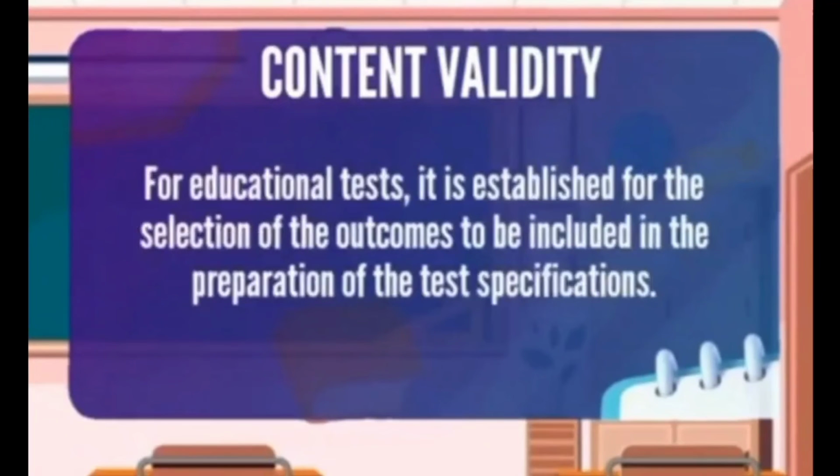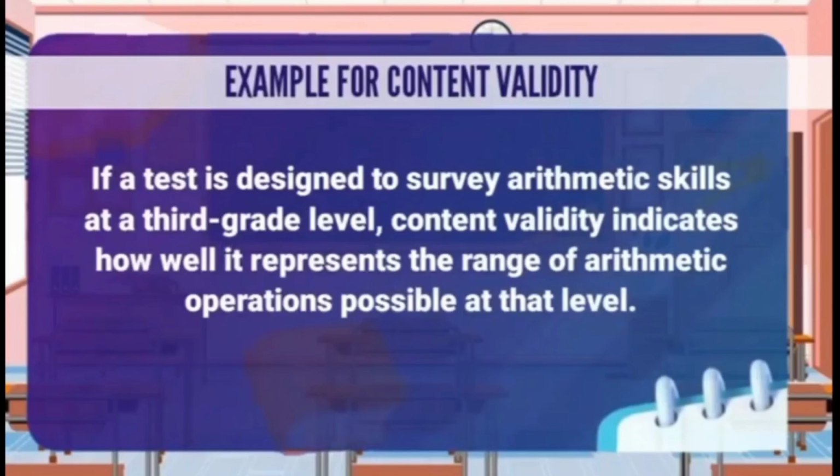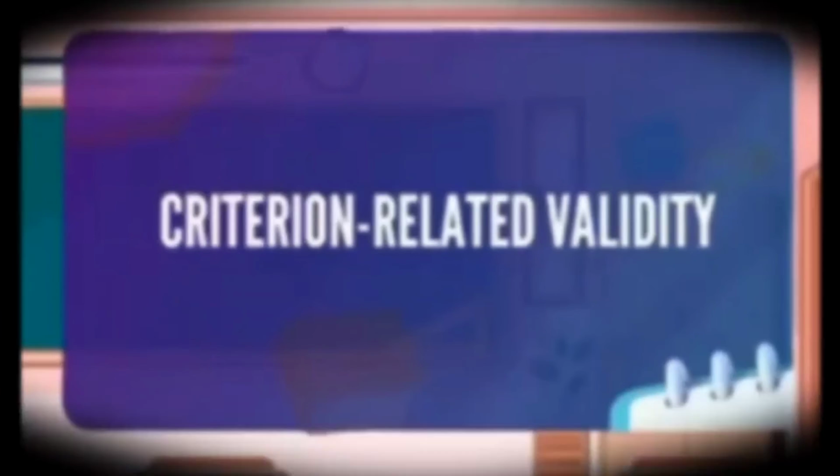For educational tests, it is established through the selection of the outcomes to be included in the preparation of the test specifications. So, the example for content validity: if a test is designed to survey arithmetic skills at a third grade level, content validity indicates how well it represents the range of arithmetic operations possible at that level.